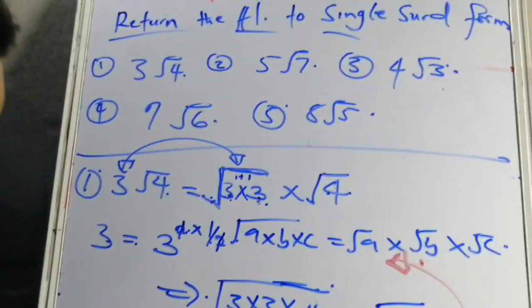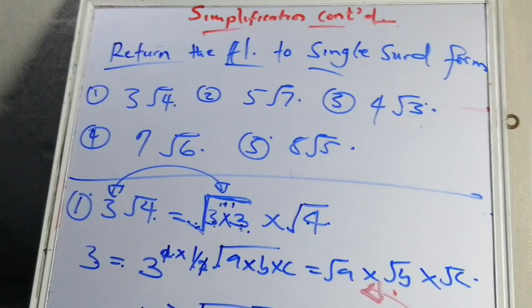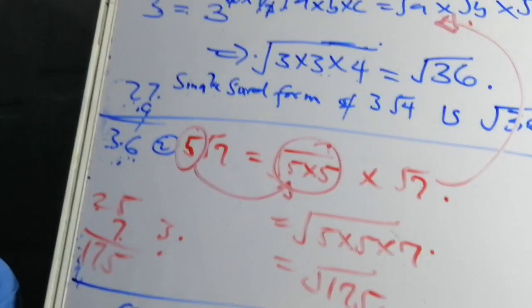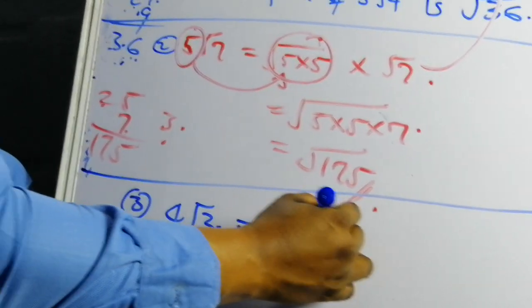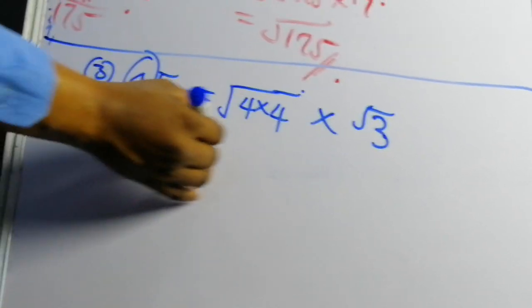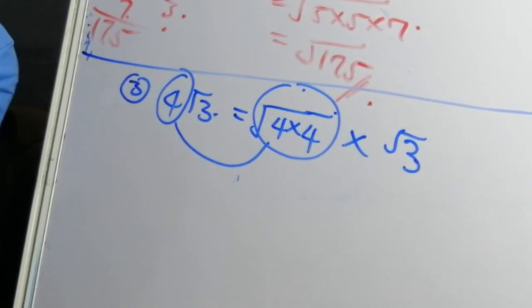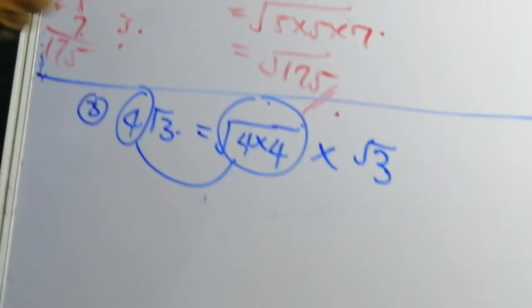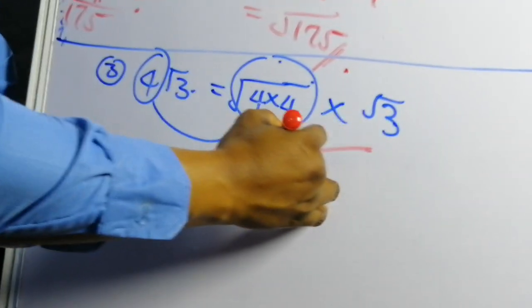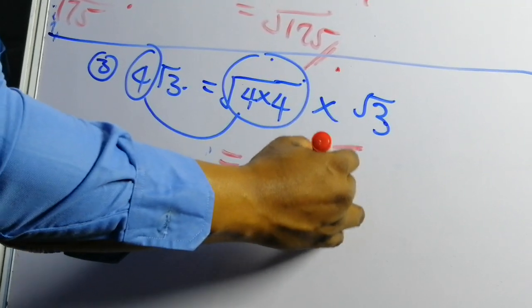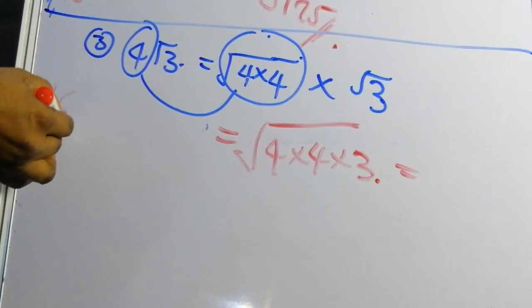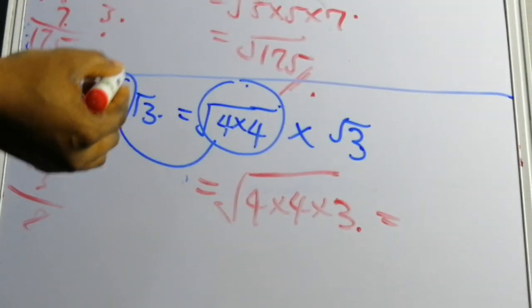Then for number 3 here, you see that single surd form is very, very easy. Number 3, we have 4 root 3. Don't forget, that is the same thing as 4 times 4, times root 3. This one is the same thing as what we have here. 4 times 4, 16. Square root of 16 will still give me 4. So I can now use multiplication law on the surd times root 3. At the end of the day, I will have 16 times 3.